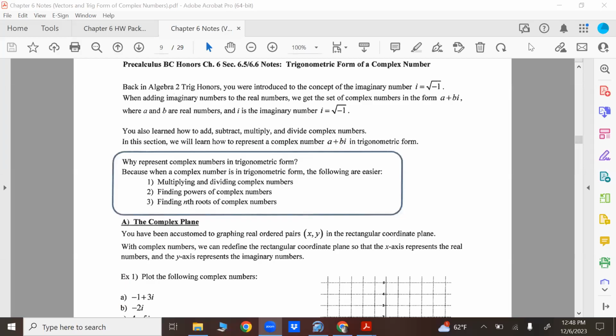Okay, guys, quiet. So you guys know about complex numbers, imaginary numbers. You learned them last year in Trig Honors. i is root -1. a plus bi is called a complex number just because it has a real component and an imaginary component. In fact, all numbers are considered complex.